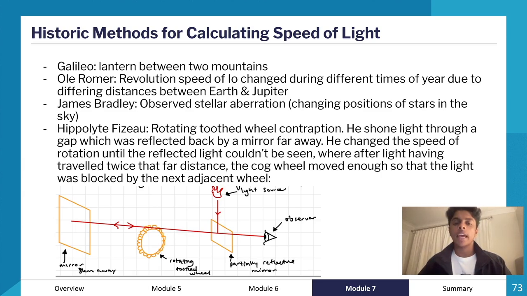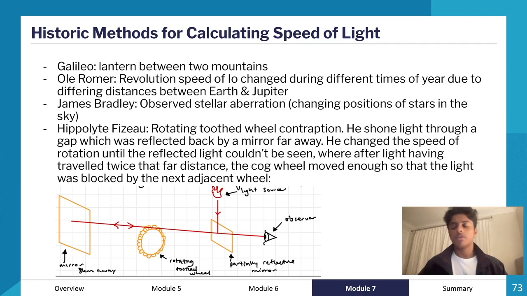So once person A saw person B's lamp turn on, that means that light would have traveled from his lamp all the way to person B, and then light would have traveled from person B's lamp all the way to person A. And so then he would stop the timer, and assuming that the mountain was 3 kilometers away, he would technically find the time taken for light to travel 6 kilometers, because light would travel from person A to person B, and then from person B to person A.